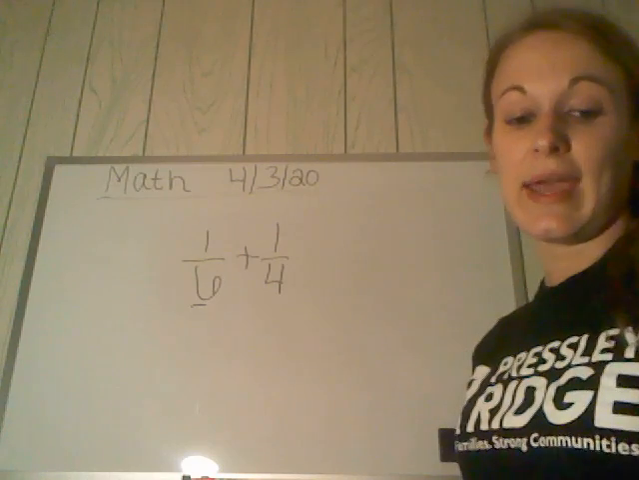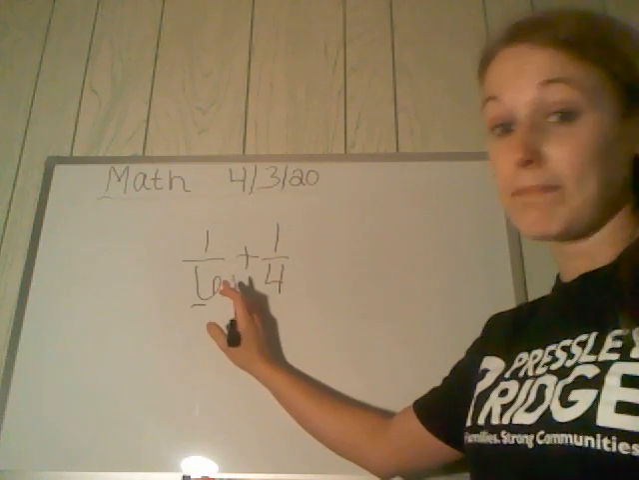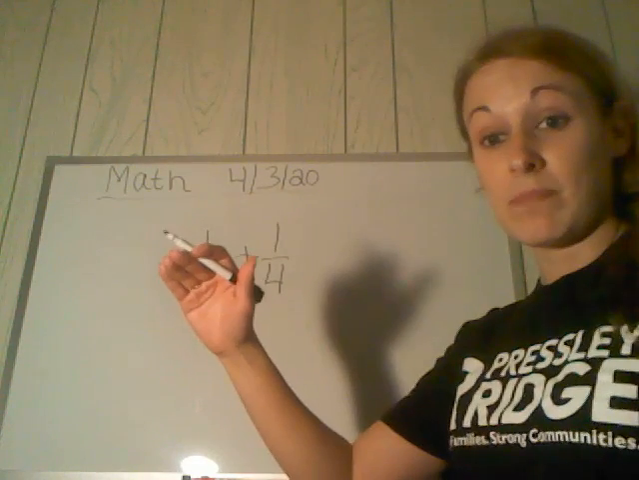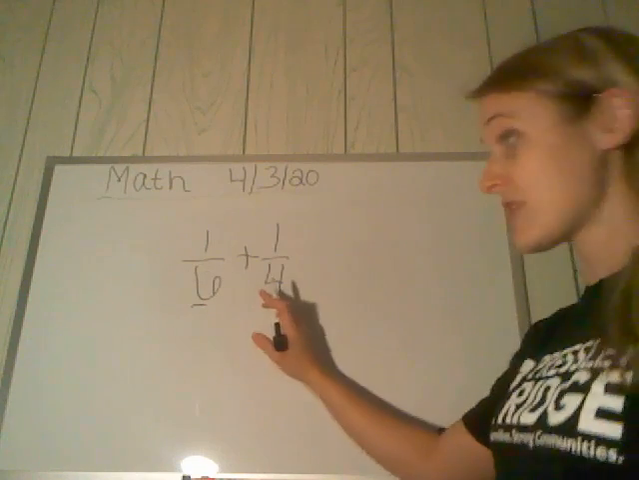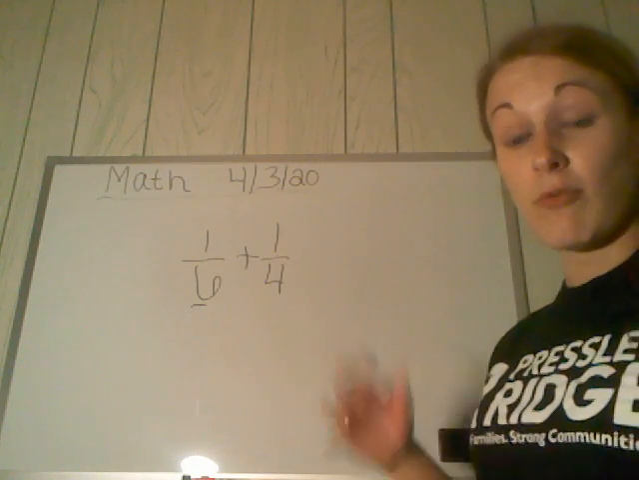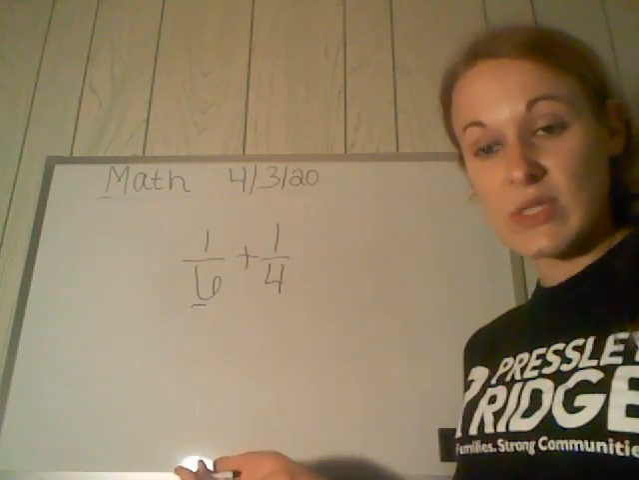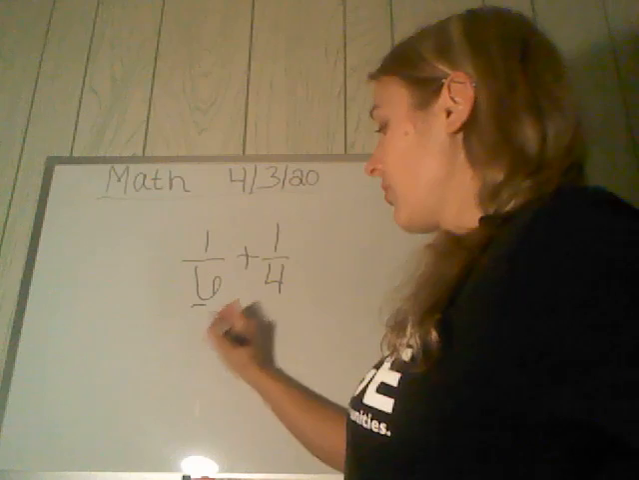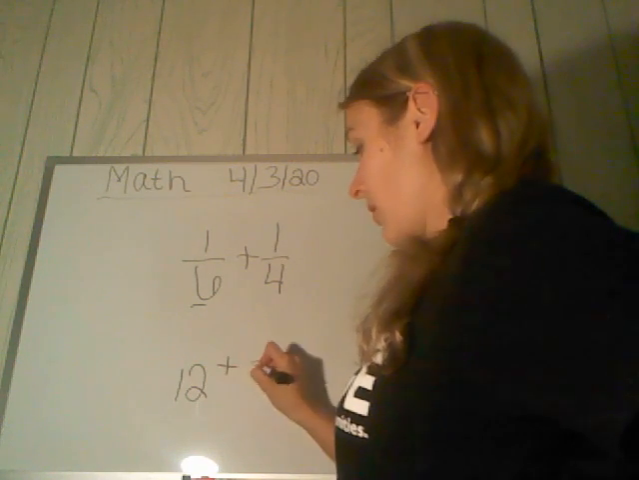So is 6 divisible by 4? Nope, it is not. So let's bump up one. So let's do 12. Is 12 divisible by 4? Yes, absolutely. 4 times 3 is 12. And 6 times 2 was 12. We bumped it up. So the denominator is going to be 12.